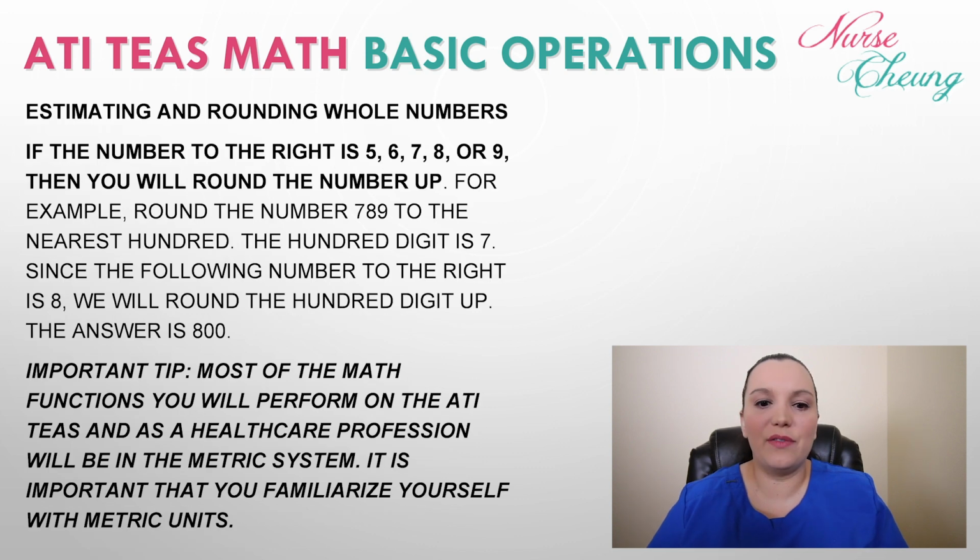Likewise, if the number to the right of the place value that you're rounding is a 5, 6, 7, 8, or 9, then you will round the number up. So another example, to round the number 789 to the nearest 100. The hundreds digit is 7, so we're looking at the number to the right. The number to the right is 8. We know that we're going to round that digit up, so our answer is going to be 800.